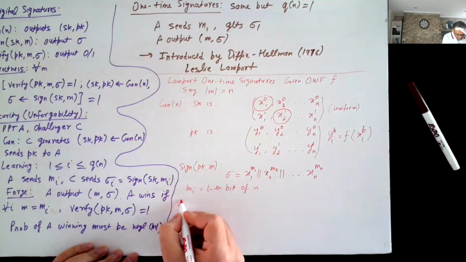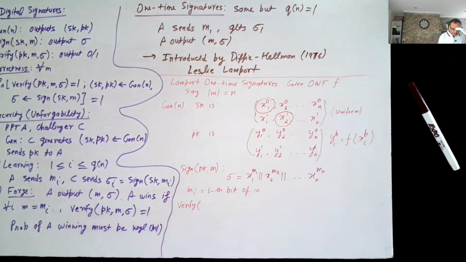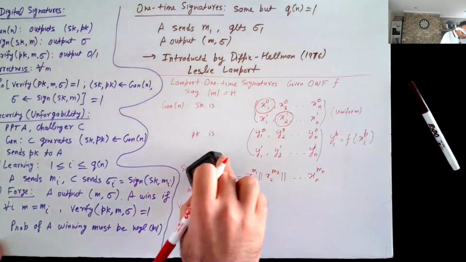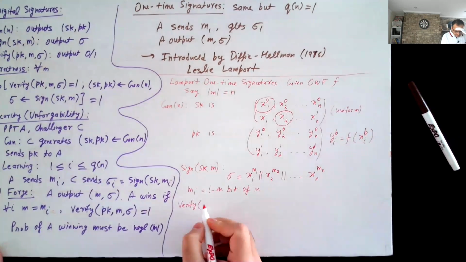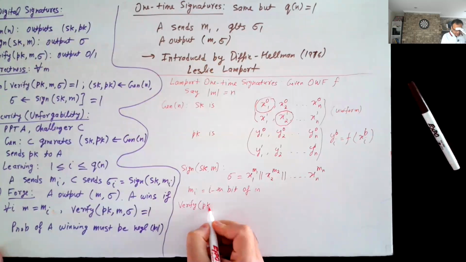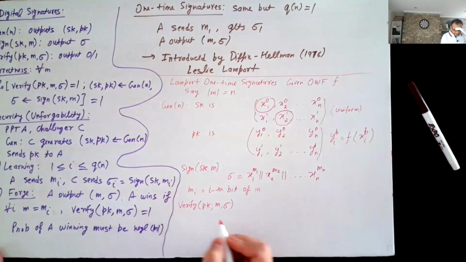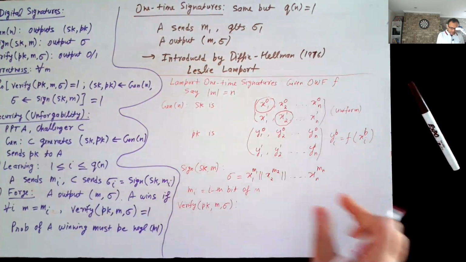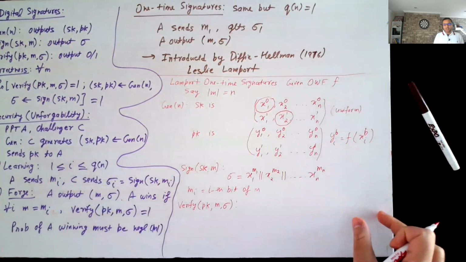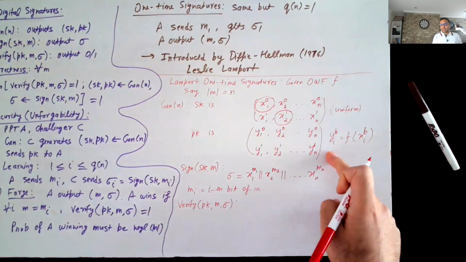How does the verification process work? So sorry, the sign has to take the secret key. The verification process only takes the public key, the message, and the signature. And how do you verify? Well, you take the n components of the signature, you apply the one-way function, and then you match it with the value inside the public key.